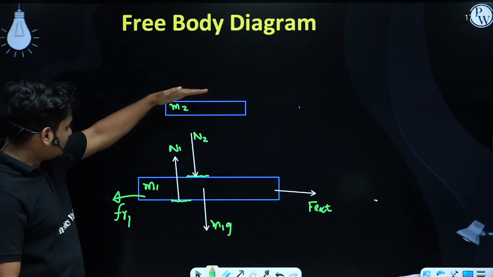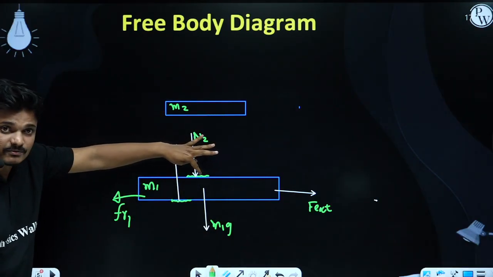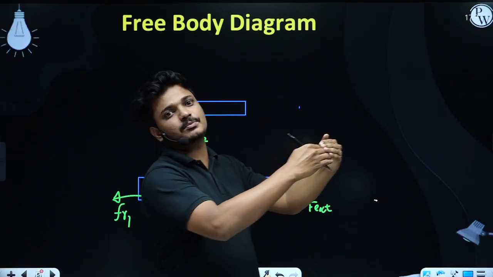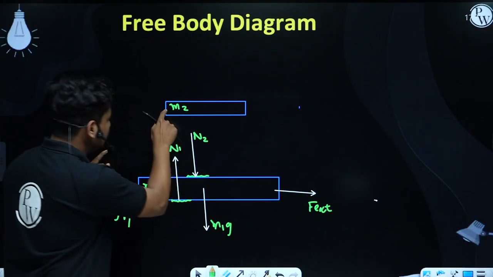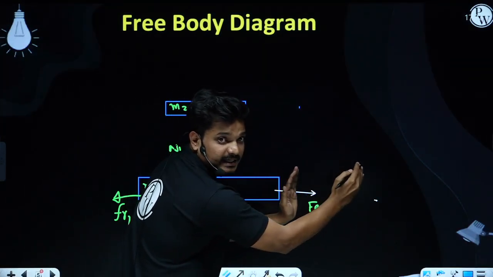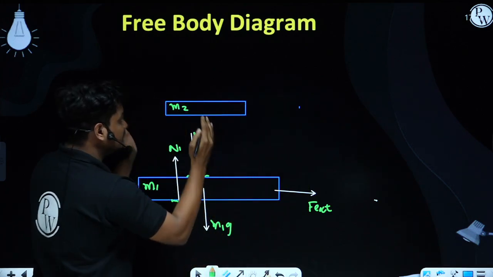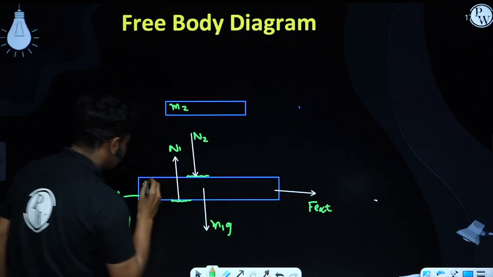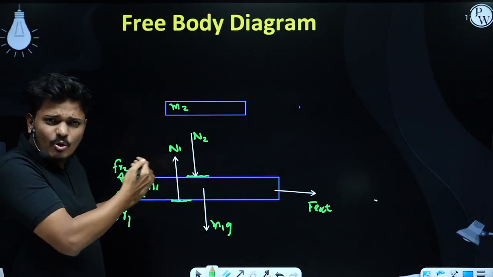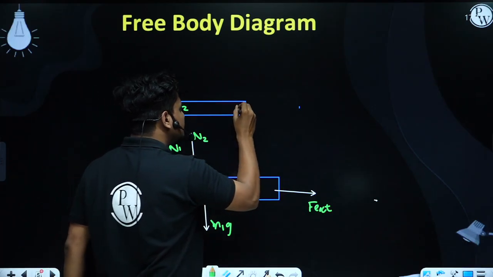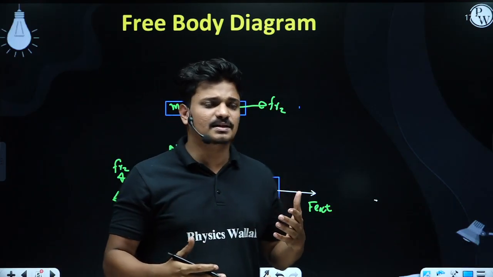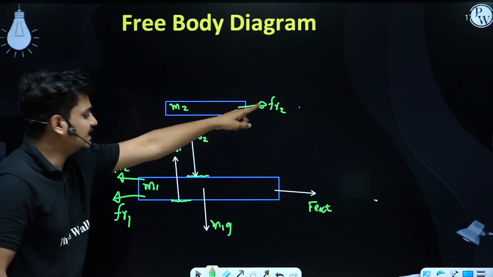Then one more contacting surface is present, this one. We know friction always acts against relative motion. With respect to this block, this one is moving forward. That means the relative motion of this block with respect to this one is in this direction, then this FR2 is opposite to the relative motion. So this FR2 and this FR form one action reaction pair, Newton's third law.